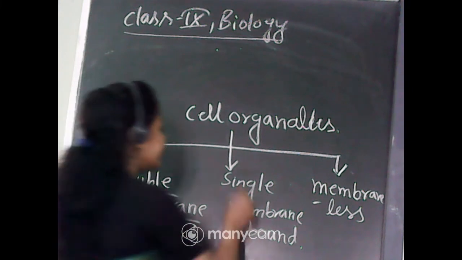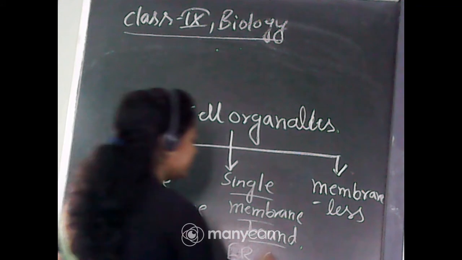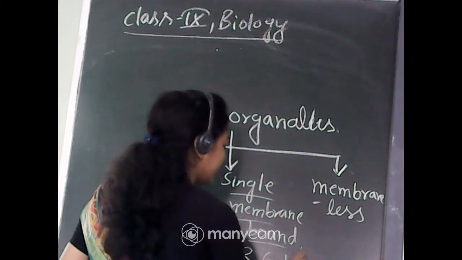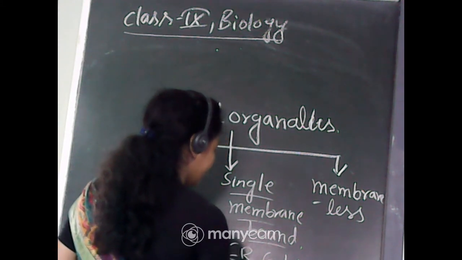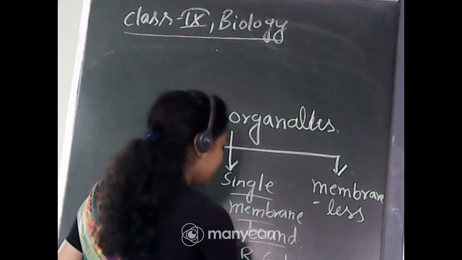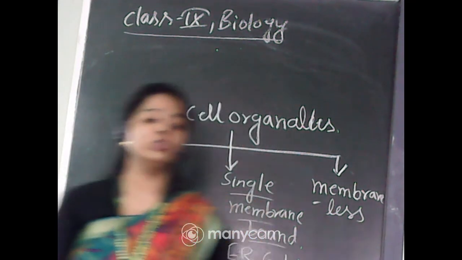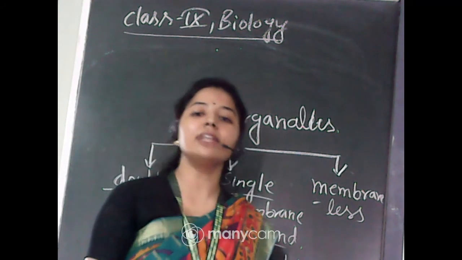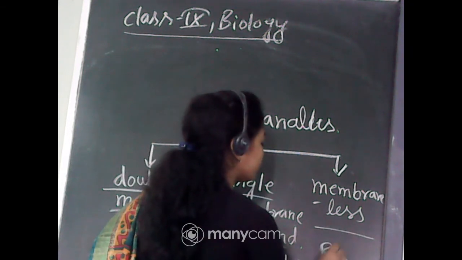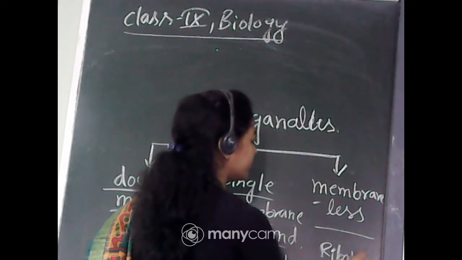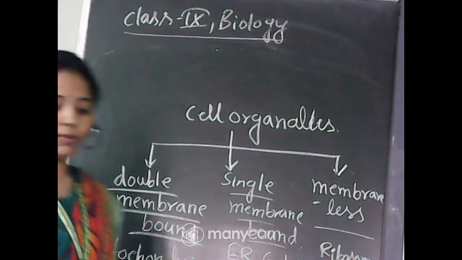Now single membrane bound structures are endoplasmic reticulum, Golgi body, lysosome, vacuole. This all comes under single membrane bound structures. Now comes to membraneless. The membraneless organelle found inside the cell is known as ribosome. So you have to remember all this. Everyone understood?